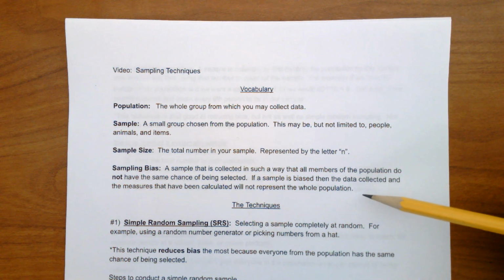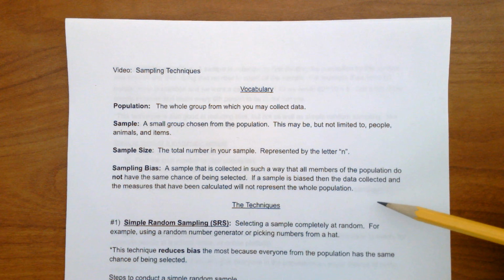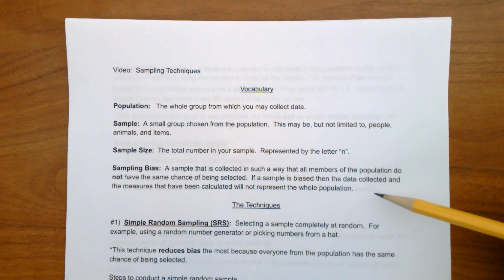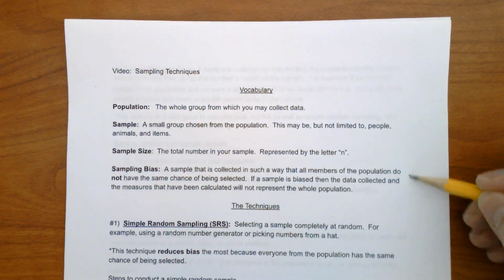And sampling bias, a sample that is collected in such a way that all members of the population do not have the same chance of being selected. If a sample is biased, then the data collected and the measures that have been calculated will not represent the whole population. So sampling bias is not really a good thing.